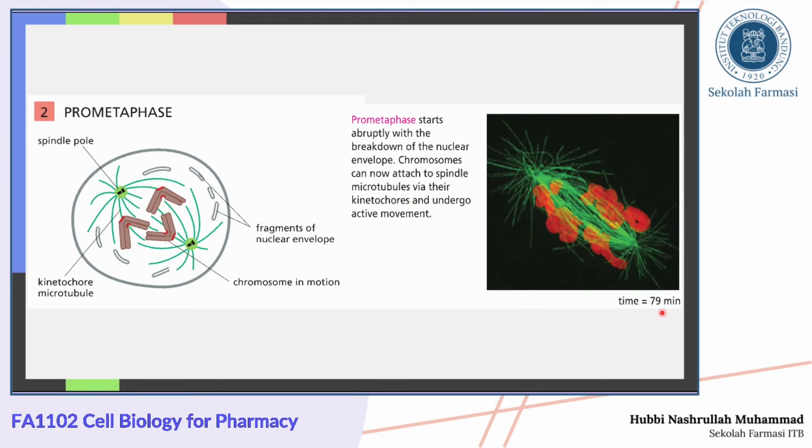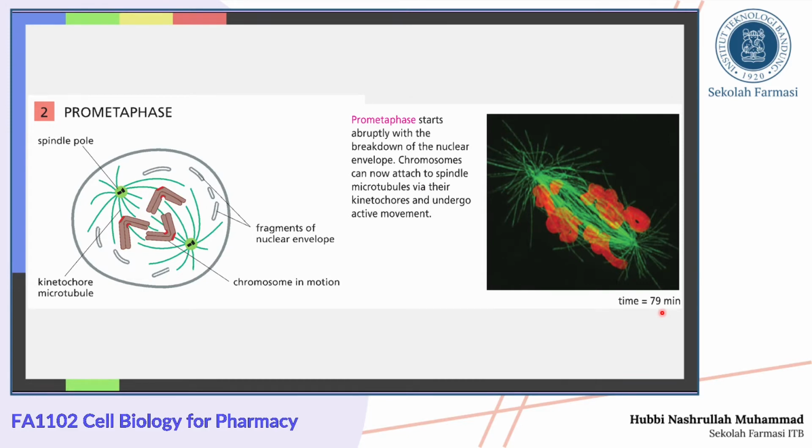The next phase is called prometaphase. The start of prometaphase is signaled by the abrupt breakdown of the nuclear envelope, also called the nuclear membrane. Before the nuclear envelope disintegrates, the growing spindle microtubules were separated from the chromosomes. The microtubules were outside the nucleus, and the chromosomes were inside the nucleus. Now that the nuclear membrane is no more, the spindle now has access to the duplicated chromosomes.